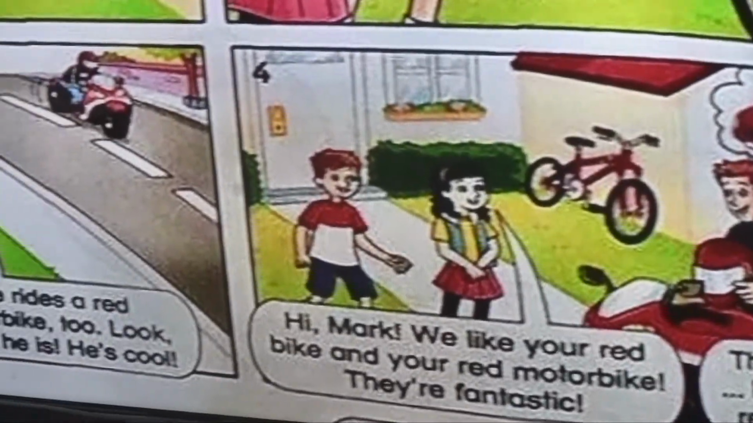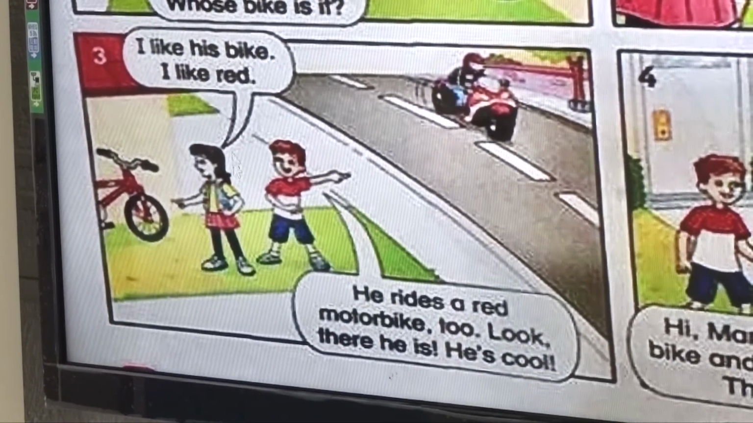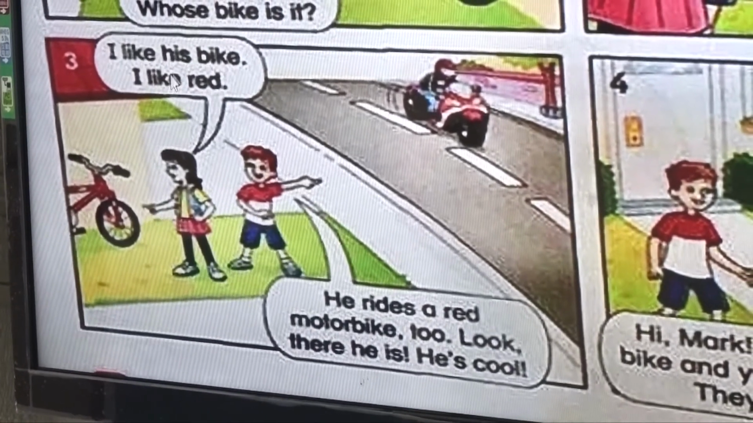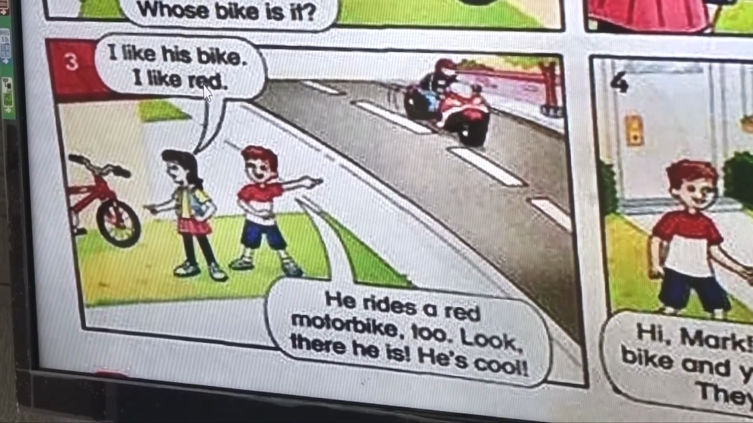Now after number 2, we'll go to number 3, okay? So picture 3. Let's start with Emily, the girl, and she says, I like his bike. I like red. Alright, so let's read that again together, alright? 1, 2, 3. I like his bike. I like red. Alright, so does Emily like Mark's bike? Yes, because she likes red colors, right? She likes the color red. Alright, now let's go to Matt. Okay, what does he say?